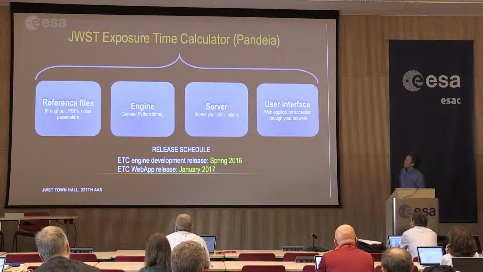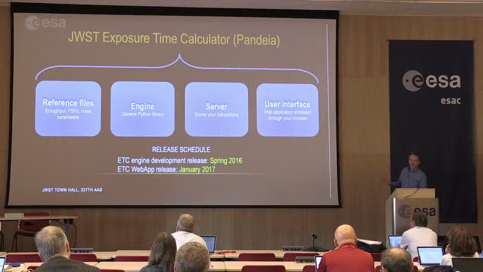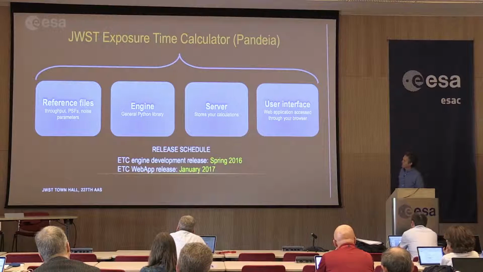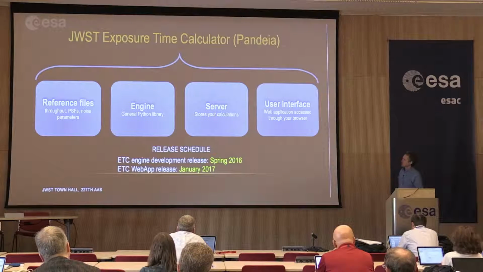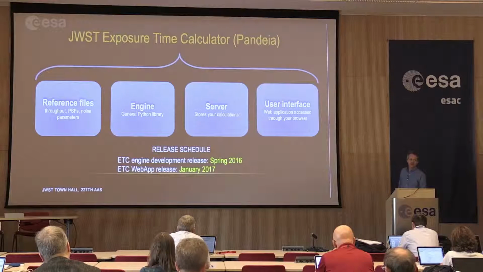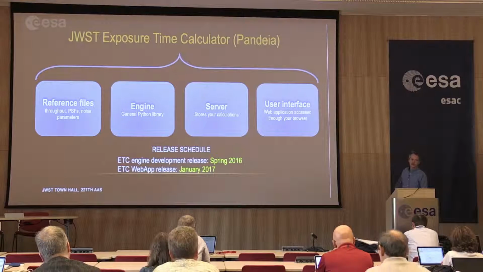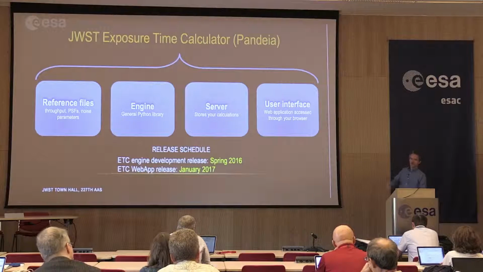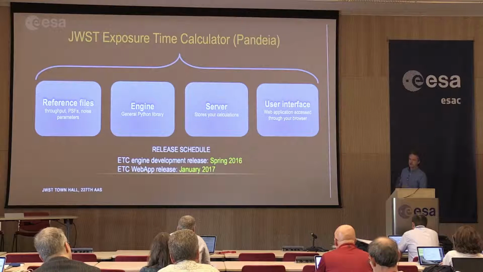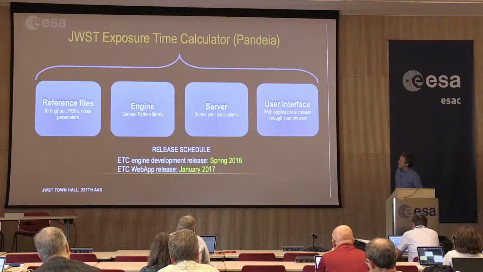So there's 4 logical blocks here. There's the reference files that describe the performance of JWST and the instruments. There's an engine, which is a separate entity, and in fact can be downloaded. So this is a nice feature of the architecture that if you want to do your own exposure time calculations and you know some Python, you don't have to try to do some weird thing through the web interface. You can just download the engine and figure out how to use the engine and the reference files, of course.